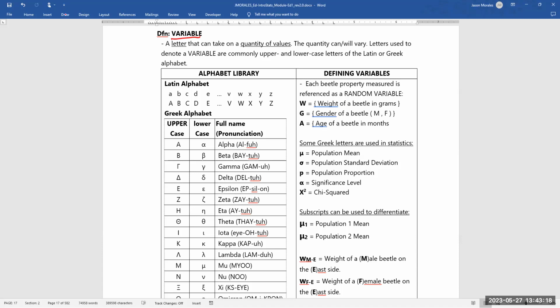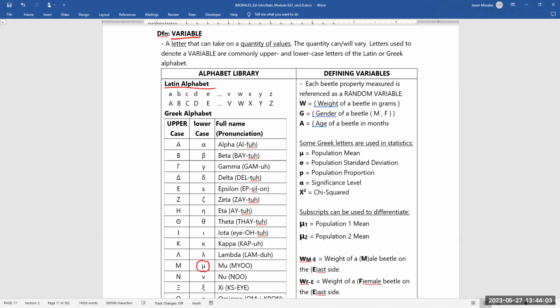Letters used to denote a variable are commonly upper and lowercase letters of the Latin or Greek alphabet. So when we talk about a Latin alphabet, this is the traditional alphabet that we've learned in English. So we've got A, B, C, D, all the way up through X, Y, and Z at the end. But less familiar, of course, is the Greek alphabet. And Greek alphabet letters are commonly used in any STEM field. So before, we used the Greek letter mu to symbolize the mean of a population.